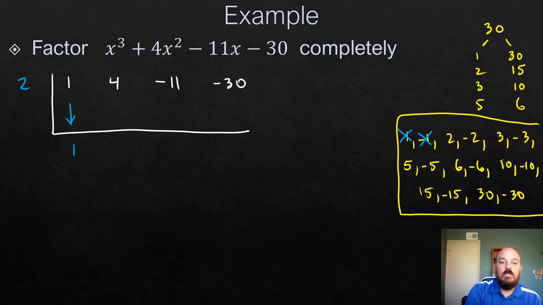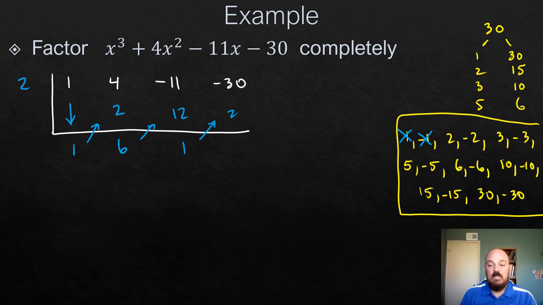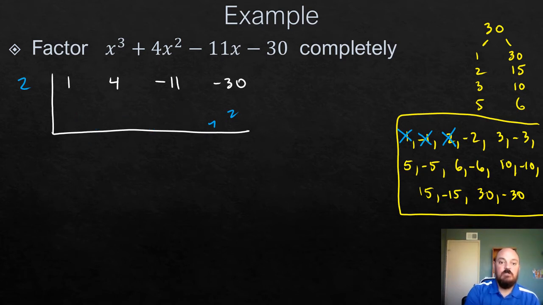We drop down our 1 and we multiply. 1 times 2 is 2. Add, 4 plus 2 is 6. Multiply, 2 times 6 is 12. Add is positive 1. 2 times 1 is 2. Definitely doesn't add up to 0. Throw out the 2. Erase and try again. There definitely is some guess and check work involved in this one, so just be patient, keep trying.